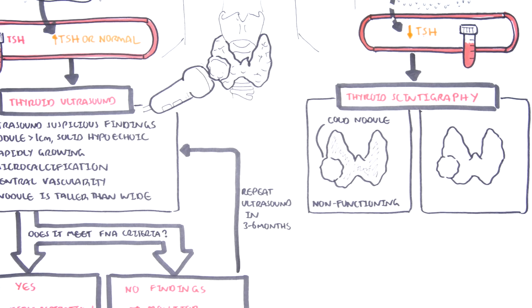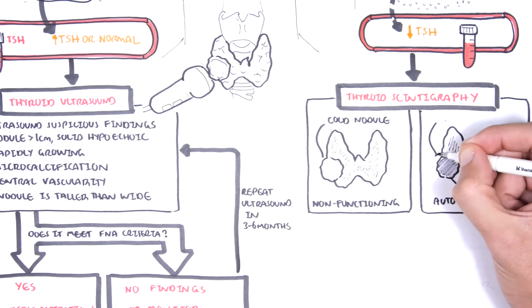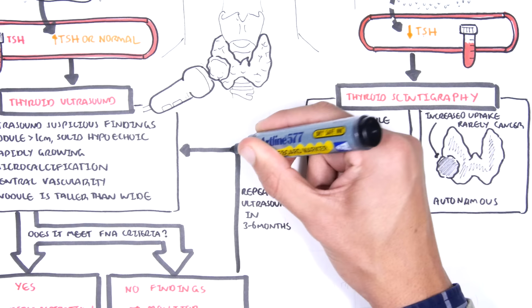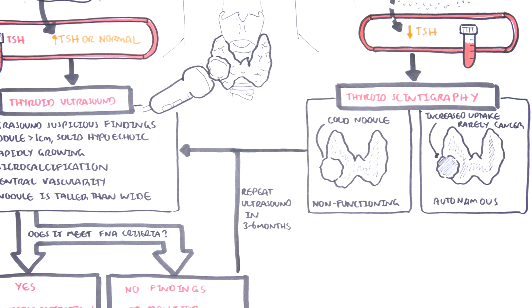The other side is an autonomous nodule, where the nodule is taking up iodine to produce thyroid hormones. When a nodule has uptake of iodine on the thyroid scan, it is called a hot nodule and it is rarely cancerous. A cold non-functioning nodule, on the other hand, raises suspicion of thyroid cancer and should have an ultrasound with consideration of a fine needle aspiration for a definitive diagnosis.